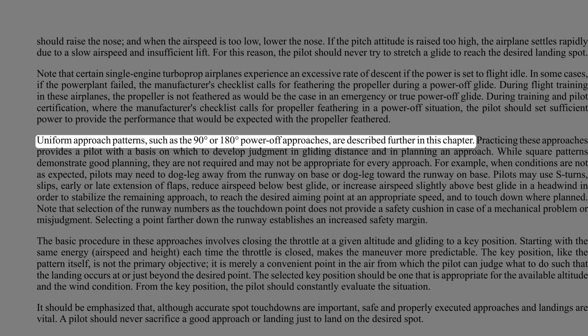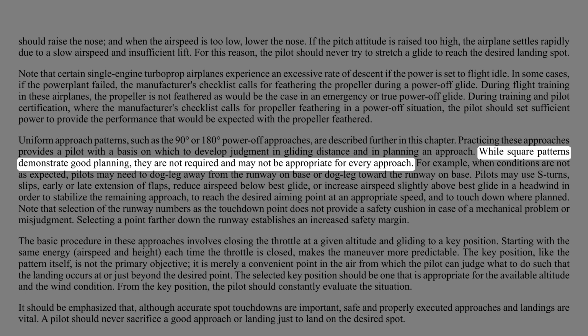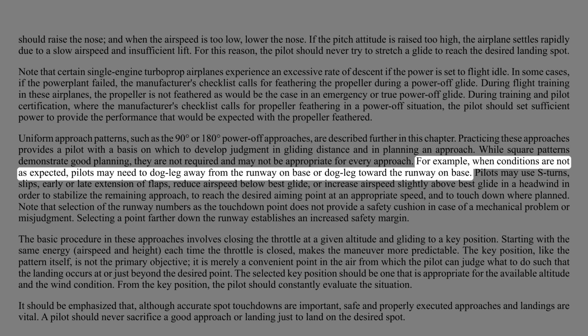Uniform approach patterns, such as the 90 degrees or 180 degrees power-off approaches, are described further in this chapter. Practicing these approaches provides a pilot with a basis on which to develop judgment in gliding distance and in planning an approach. While square patterns demonstrate good planning, they are not required and may not be appropriate for every approach. For example, when conditions are not as expected, pilots may need to dog-leg away from the runway on base or dog-leg toward the runway on base.